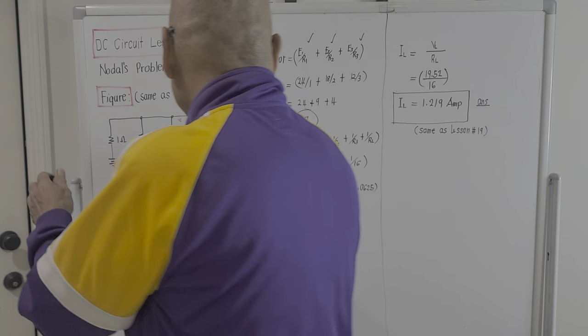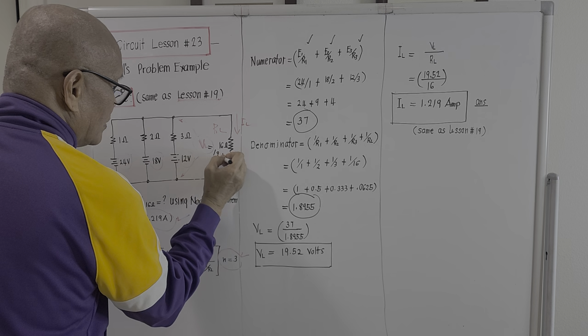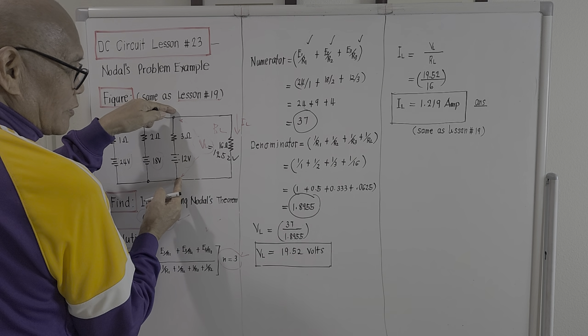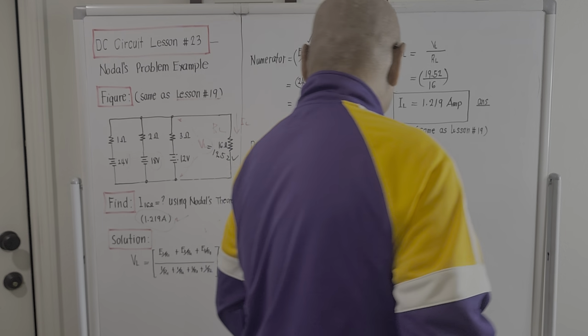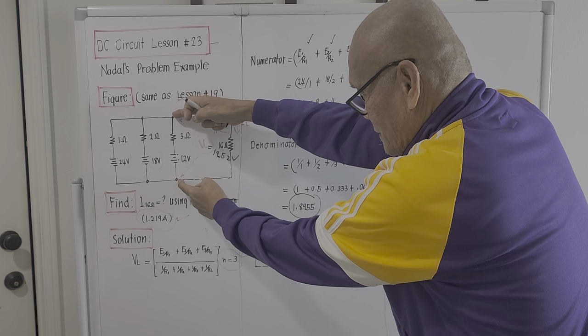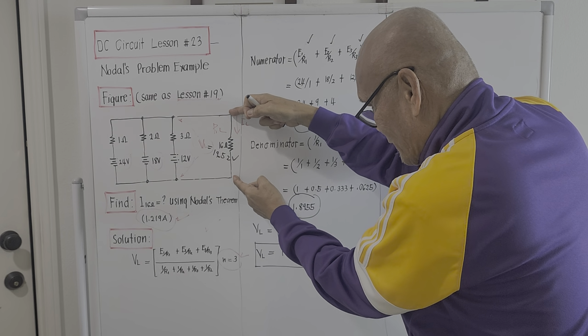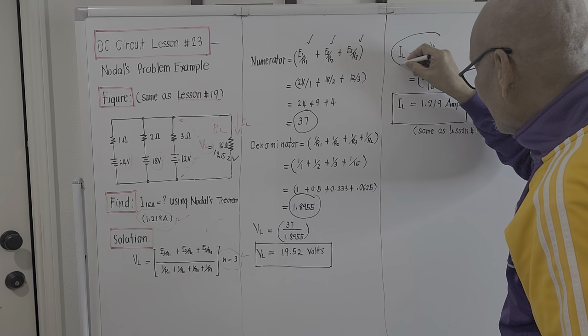So this is 19.52 volts, the voltage across this. That is the so-called node voltage or junction voltage. Since we know the voltage across this, and it is the same as the voltage across the load RL, we will be using this equation here.